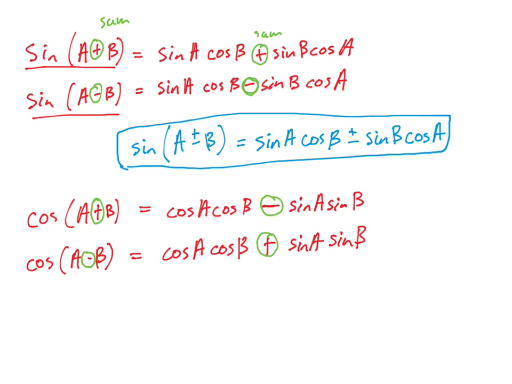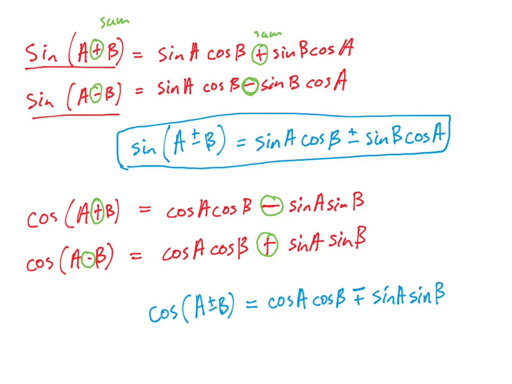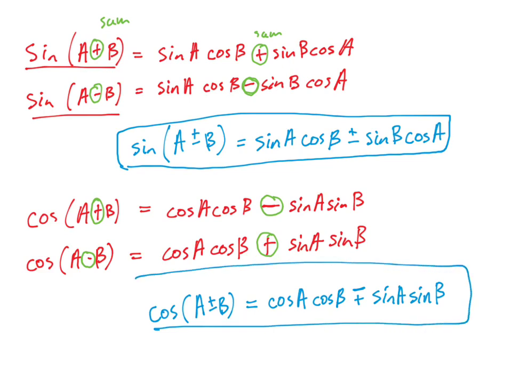So I can summarize this. Cosine of A plus or minus B is cosine of the first angle times cosine of the second angle, and then we reverse the operation. So if we add initially, we subtract, or if we subtract initially, then we add. And then sine of the first angle times sine of the second angle. So these are the sum and difference formulas for sine and cosine.